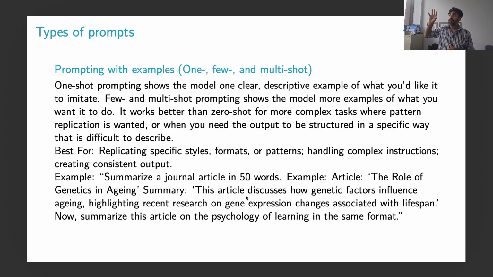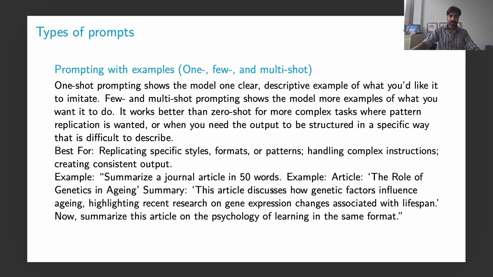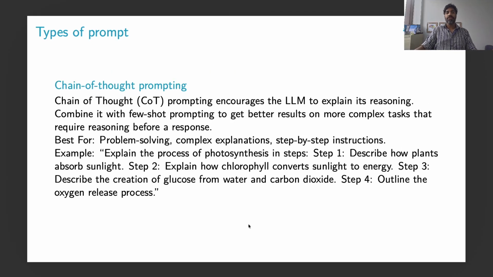Fundamentally, it's when you know what the output should look like, or if you have different types of outputs and you want it to pull from different things, that can help. So summarize the journal article in 50 words, and here's an example 50-word summary. So that's a one-shot prompt example. So again, you have direct prompting, which doesn't have any examples, just a simple prompt. Then you have prompting with examples, and then there's chain of thought prompting.